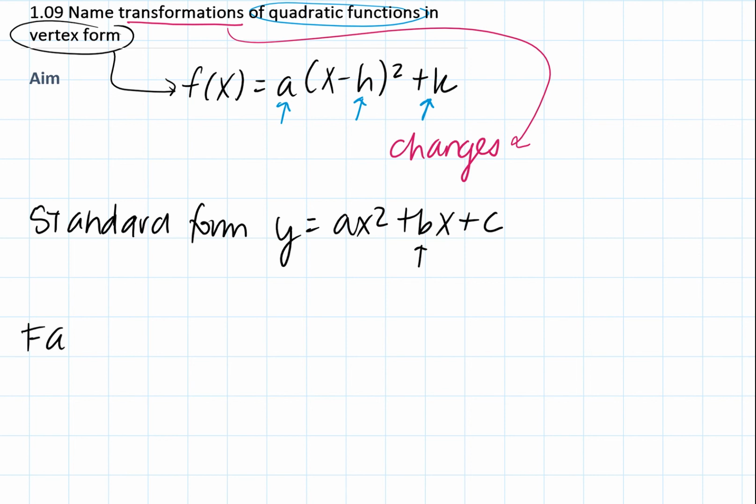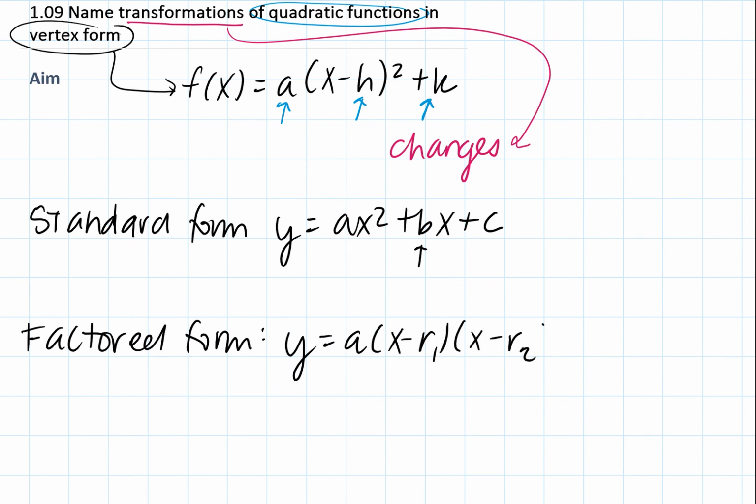We also have factored form of quadratic functions, which will look like y equals a times the quantity x minus r1 times the quantity x minus r2. Well, it's easy to say r1 and r2 are roots, but it's really hard to talk about other changes.